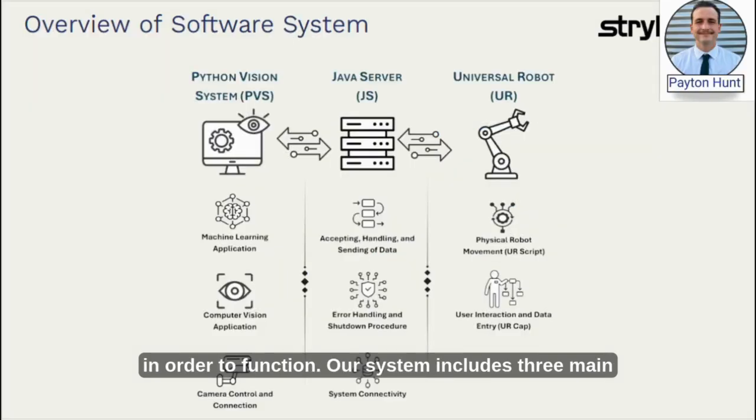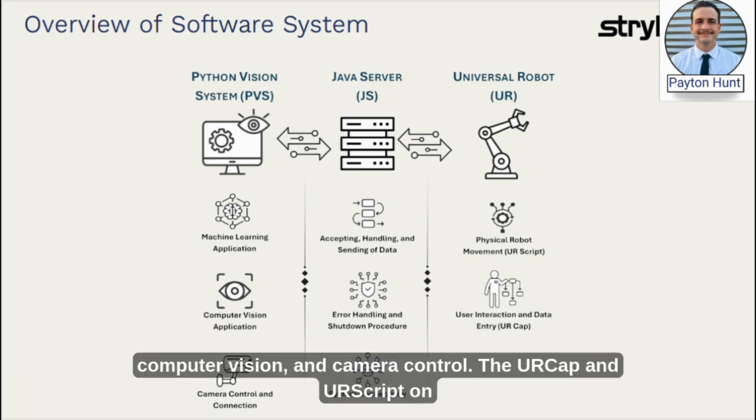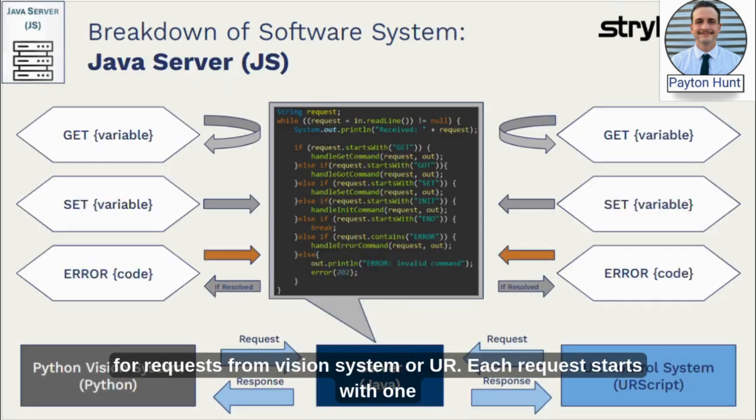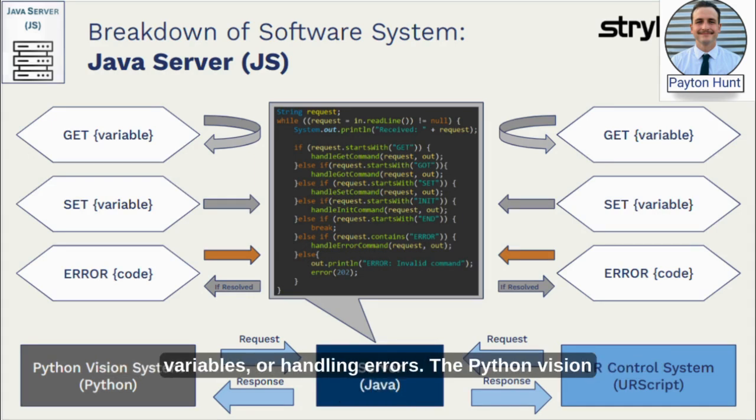Our system includes three main programs. The Python vision system handles the machine learning, computer vision, and camera control. The URCAP and URScript on the universal robot provide the user interface and controls robotic movements. The server connects the vision system and the robot, managing communication, errors, and shutdowns. The server listens for requests from the vision system or UR. Each request starts with one of 6 keywords, triggering actions like sending data, updating variables, or handling errors.